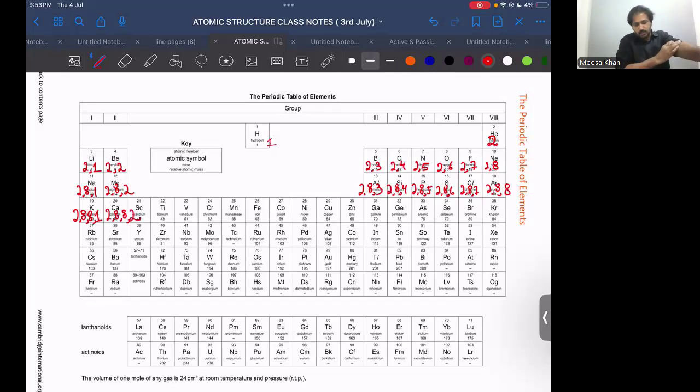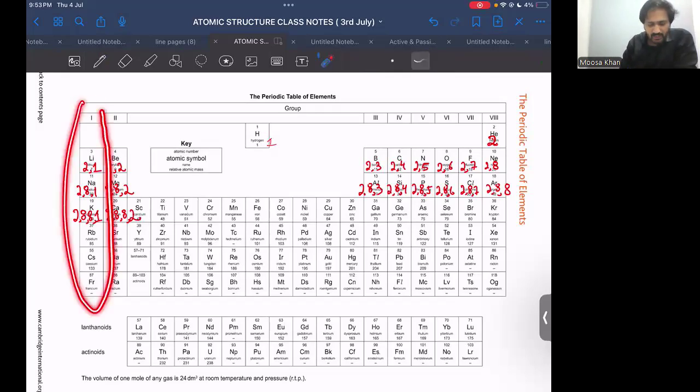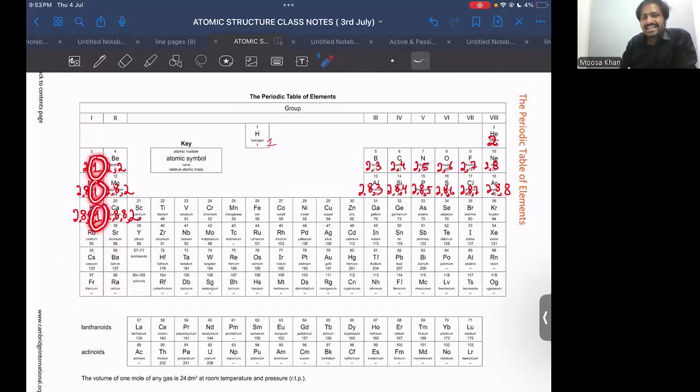2,8,8,2. Right? So if you see clearly, all group 1 elements, the vertical columns of the periodic table known as groups, have one outermost shell electron. They have only one valence electron. But if you see all the elements of group 2 like beryllium, magnesium and calcium, they all have two valence electrons. Similarly, if you see group 3, all group 3 elements, boron and aluminium, have 3 valence electrons. That is the reason they are in group 3. It means all the elements of the same group have the same number of outermost shell electrons or valence electrons.